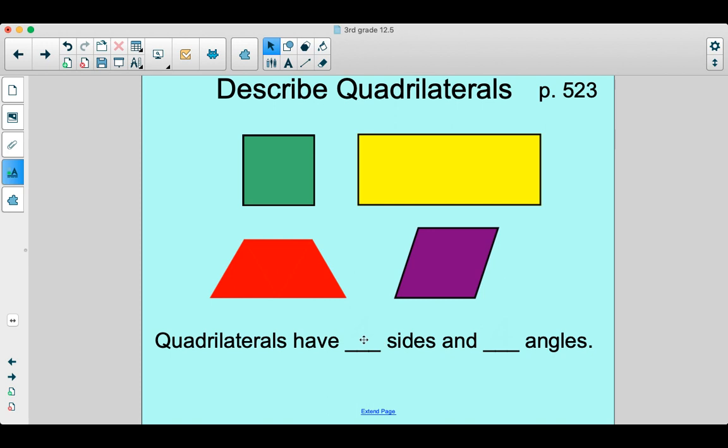Quadrilaterals have how many sides and how many angles? All right, I want you to look at each of these shapes, and I want you to notice how many sides and how many angles each of these have. So did you notice there are 1, 2, 3, 4 sides and 1, 2, 3, 4 angles? Hence, quad means four. So these are called quadrilaterals.